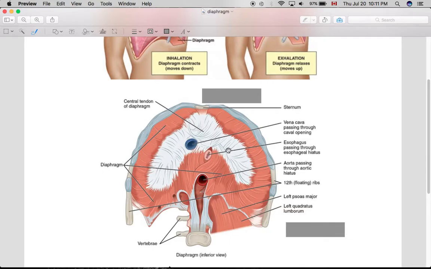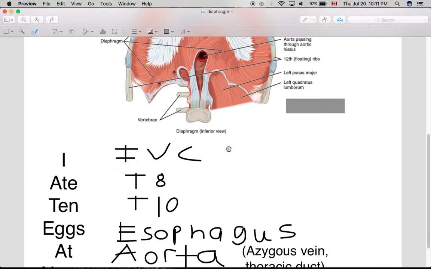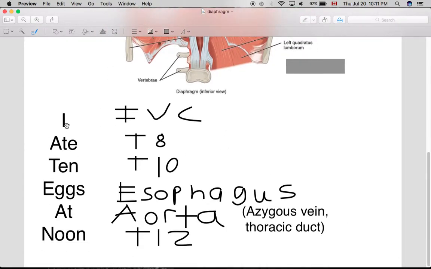And an easy way to remember what structures pass through the diaphragm and also at what vertebral levels they go through, we use the mnemonic, I ate 10 eggs at noon. This corresponds to I, the inferior vena cava, and 8. The inferior vena cava passes through the diaphragm at vertebral level T8.